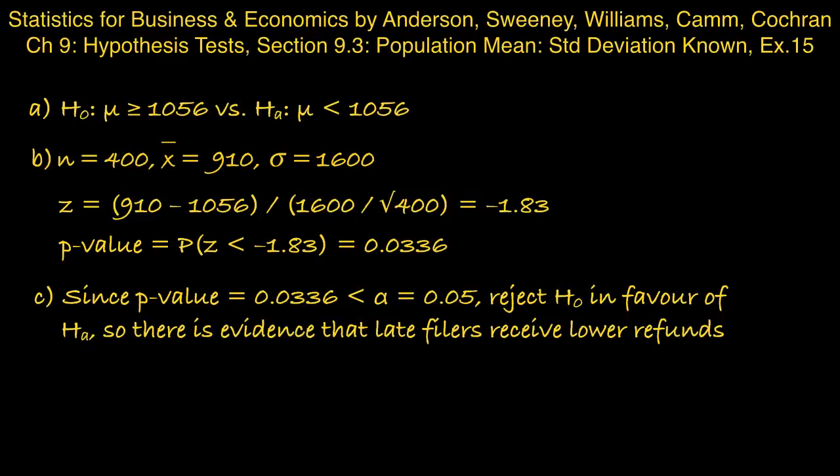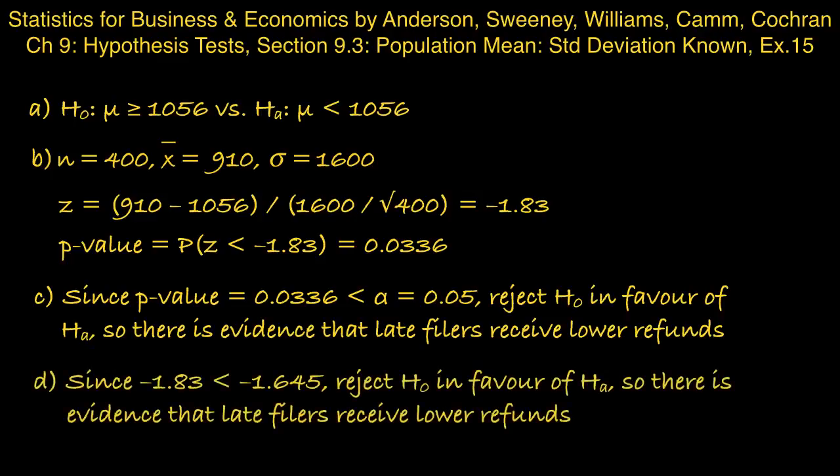a critical value equal to minus 1.645 gives us such a tail area, and then our test statistic minus 1.83 is in the rejection region, it's less than minus 1.645. So again we reject the null in favor of the alternative, and there is evidence that late filers receive lower refunds than early filers.